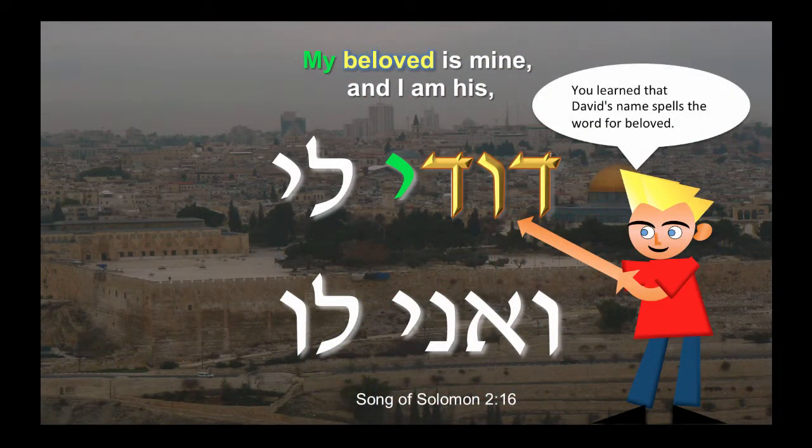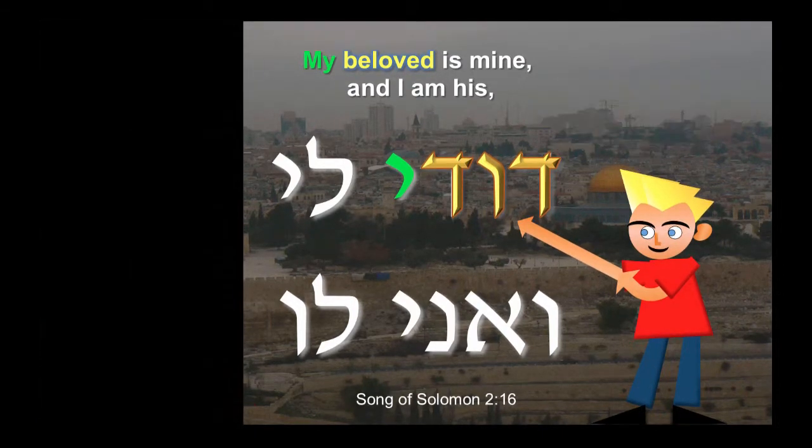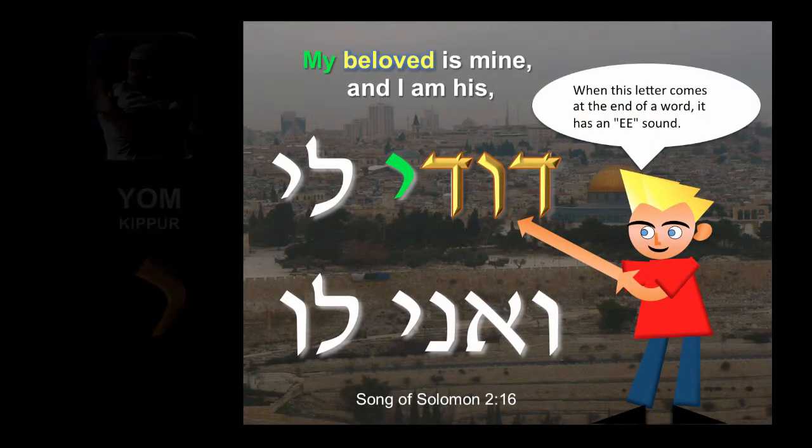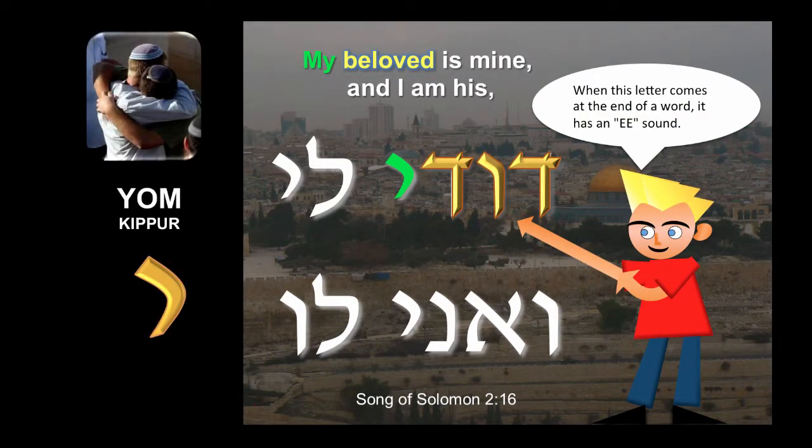Okay, you do remember this? You learned that David's name spells the word for beloved. And you add this letter to make it my beloved. Okay, you add that at the end of the word. And so you had Dodi. But when this letter comes at the end of the word, it doesn't have the yas sound. It has an e sound. Now, we'll go over this more and learn Hebrew through the Bible.